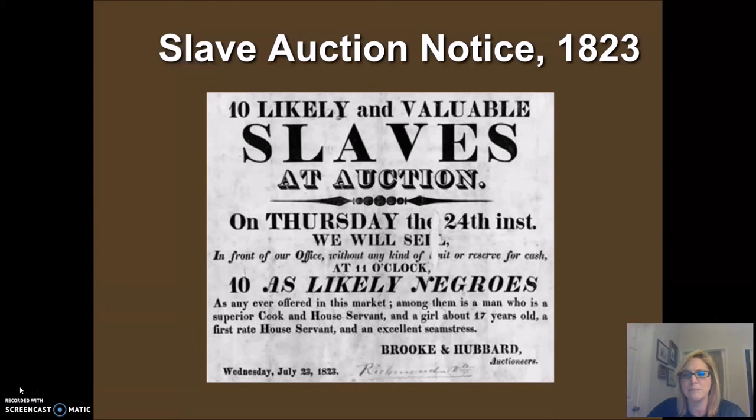And they would line them up on a stage, basically, and people would go up to them and they would check their teeth and check their muscle tone. And based on all of that, based on their age and their experience and what they looked like and their perceived strength, they garnered more money. The price of the slave went up.